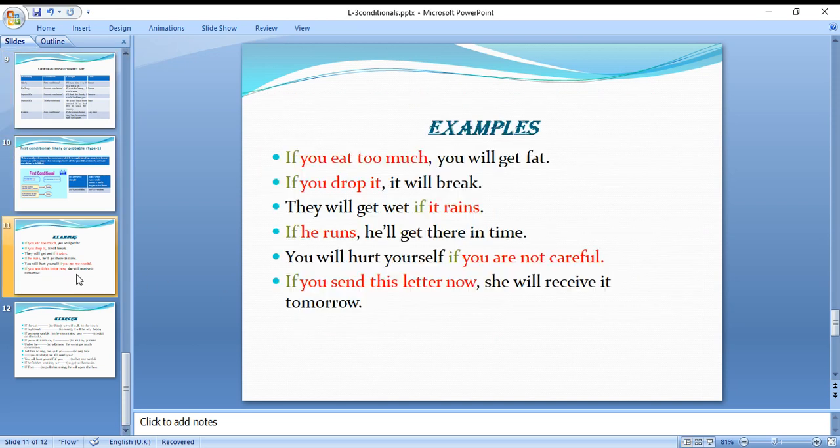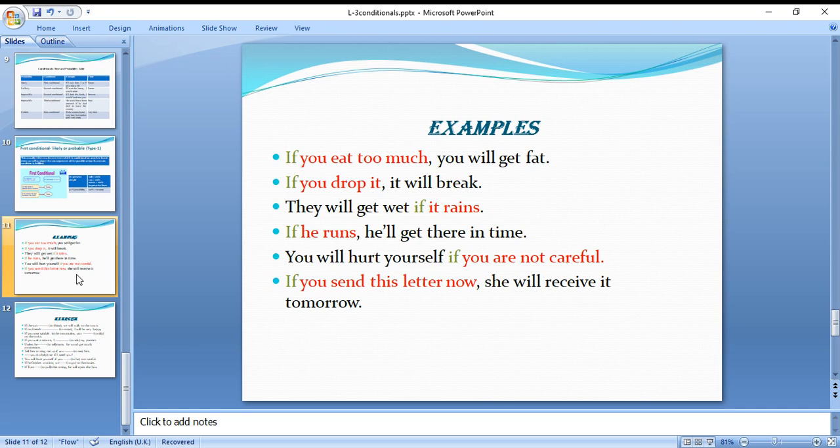There are certain examples. I used different colors to make it clear. Subordinating conjunction is marked by if in green color, subordinate clause in red, and main clause in black. If you eat too much, you will get fat. Now, if is a subordinating conjunction, if you eat too much is the subordinate clause, and you will get fat is the main clause or principal clause.